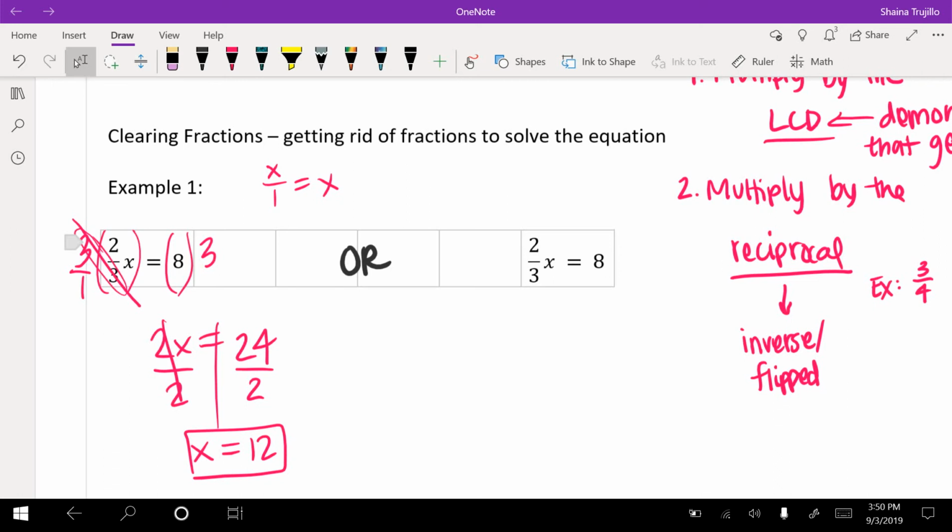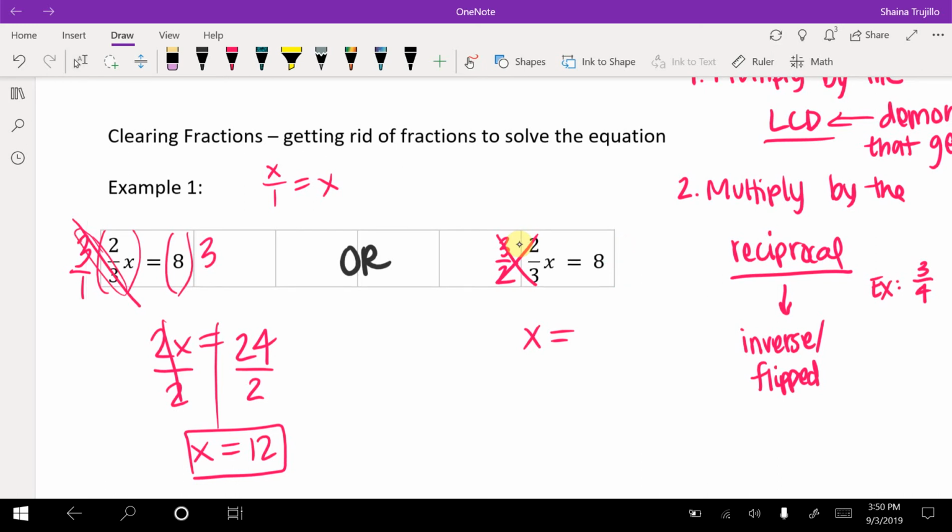On this side, we're going to multiply by the reciprocal. I just want to get rid of this whole 2/3 right away. So I'm going to go ahead and multiply by the inverse, the reciprocal, or the flipped version. Ta-da! And this crosses those out. So now I'm left with x equals... oh, but how do we multiply 8 by 3/2?